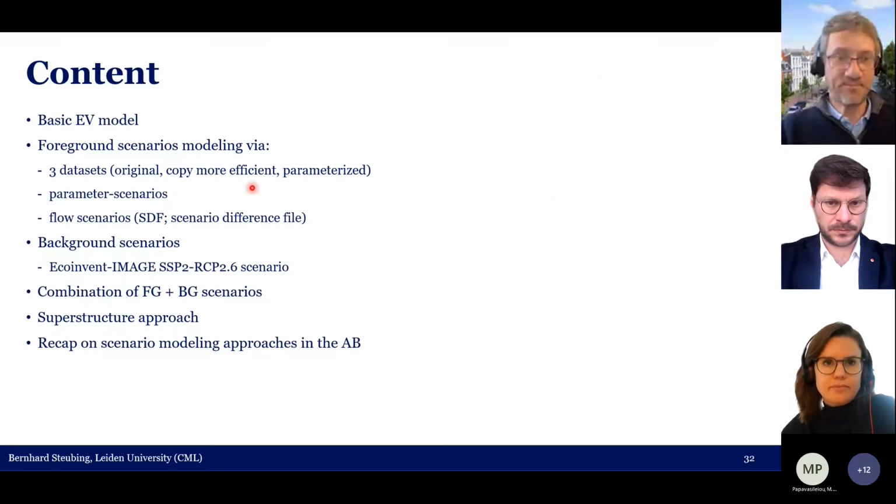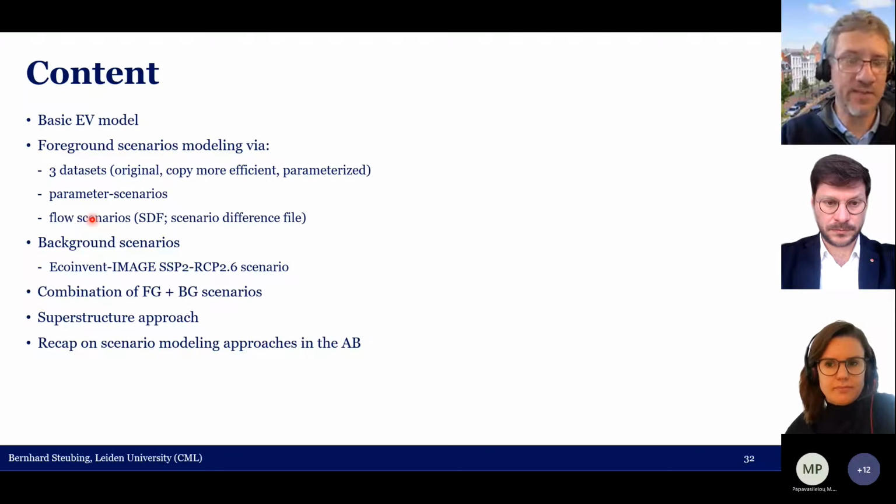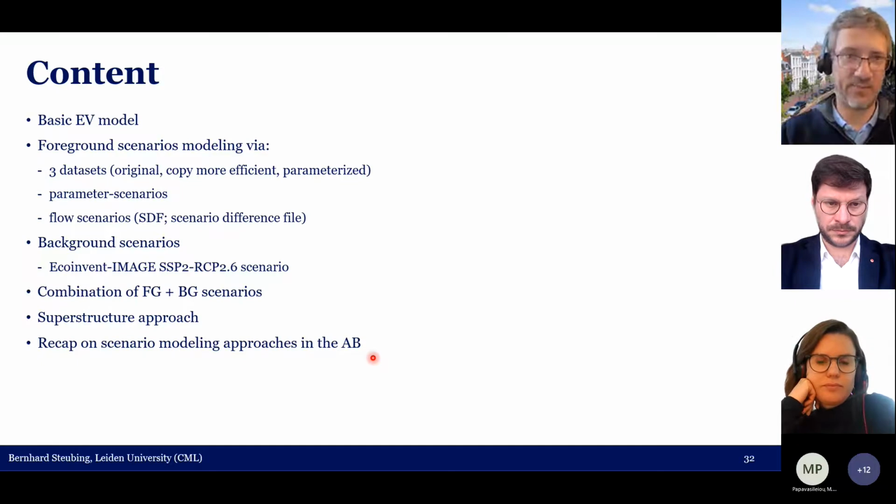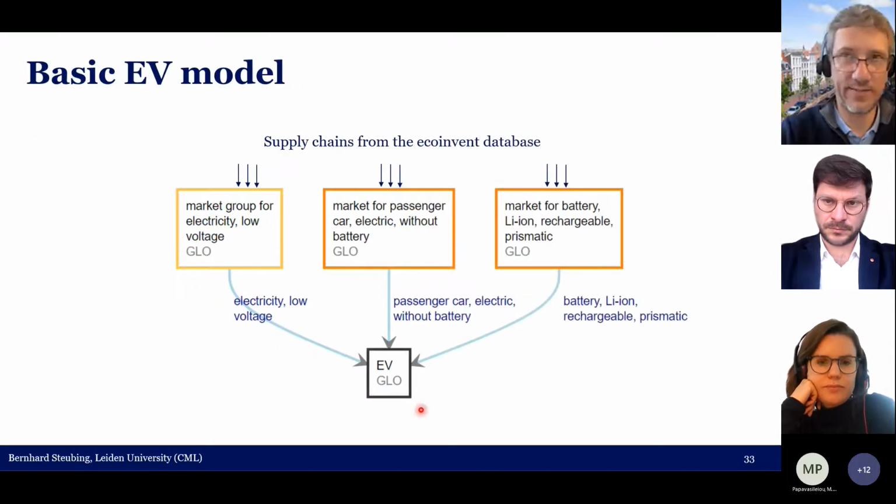Great, then I will try to show now how to do some very simple foreground scenario modeling, how to include background scenarios, and how to combine foreground and background scenarios in the activity browser. And then I'll quickly introduce the superstructure approach and do a recap on this last part.